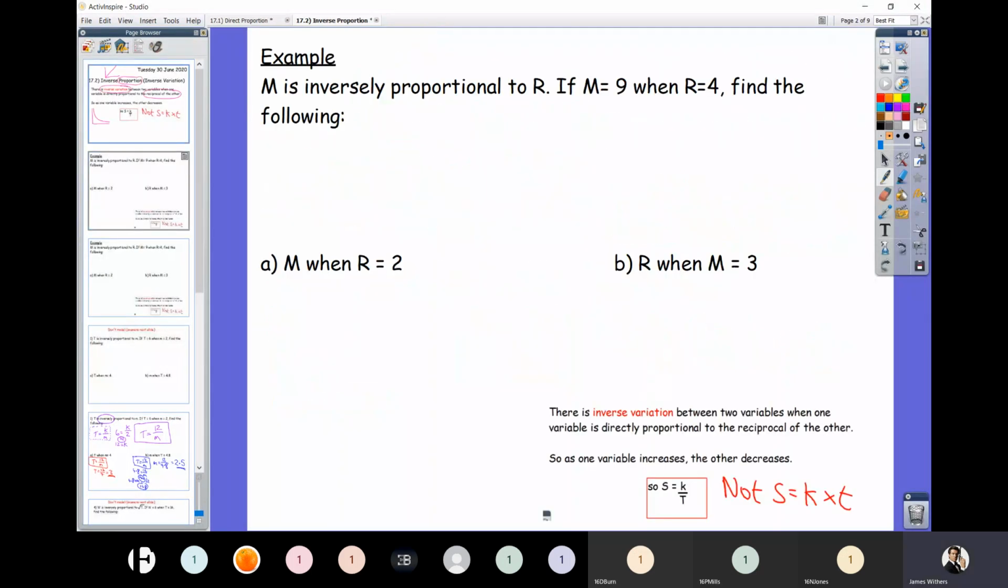So example 1, m is inversely proportional to r. So your provisional formula, m equals k over r. Inversely proportional, so k over r. Step 2, similar process, you can now work out what k is. If m is 9 when r is 4, so m is 9 when r is 4, we are given that fact. Multiply both sides by 4, we can see that k equals 36.